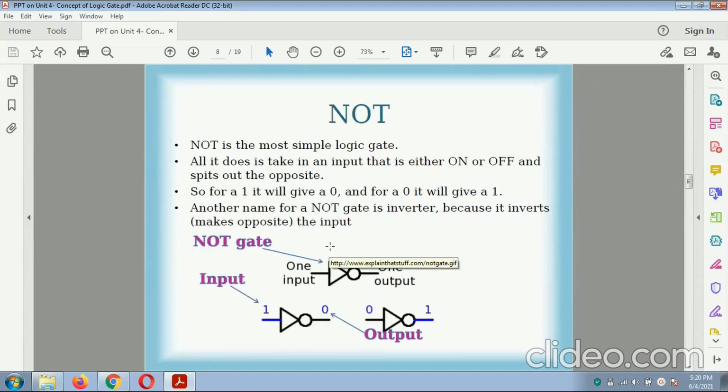The NOT gate. The NOT gate is the simplest logic gate. It takes the input, either on or off, and spits out the opposite. For 1 we get a 0 and for 0 we get a 1. Another name for the NOT gate is an inverter because it inverts the input. The NOT gate contains one input and one output. If the input is 1, then the output is 0, and if the input is 0, then the output is 1.